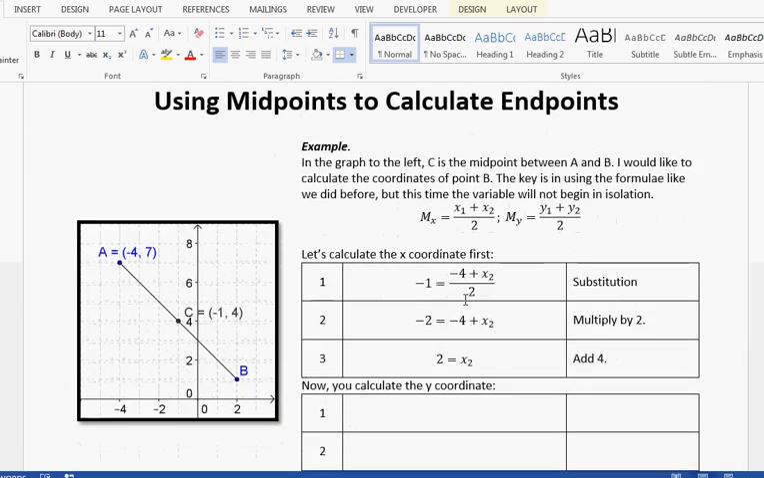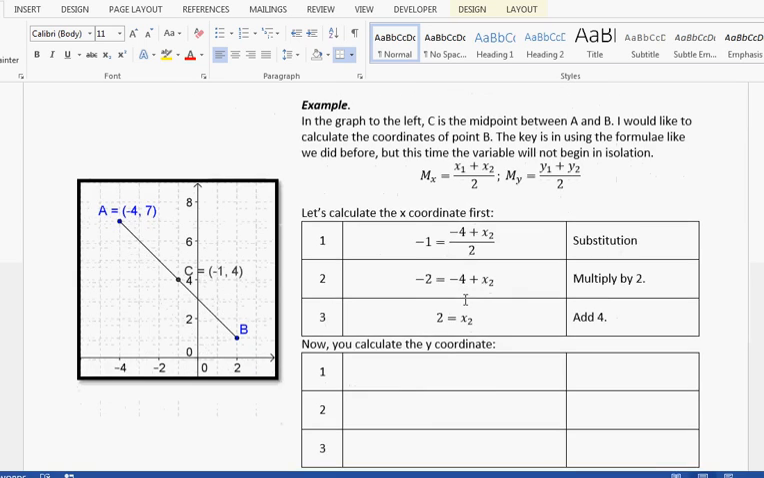Alright, now this is where it gets hard. We want to use the midpoints to calculate the endpoints.